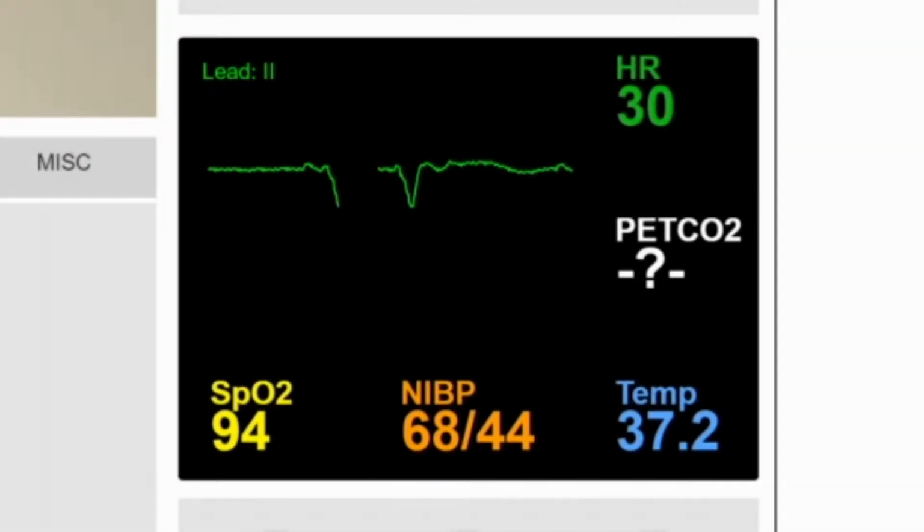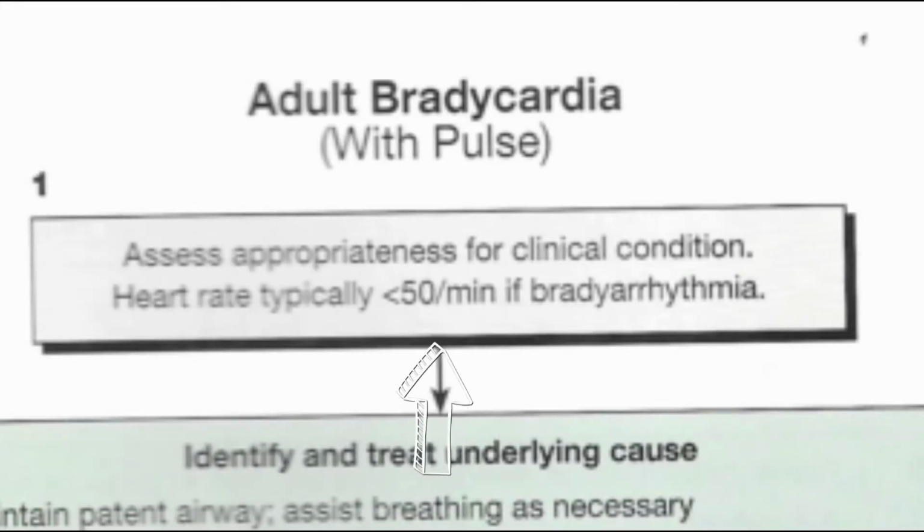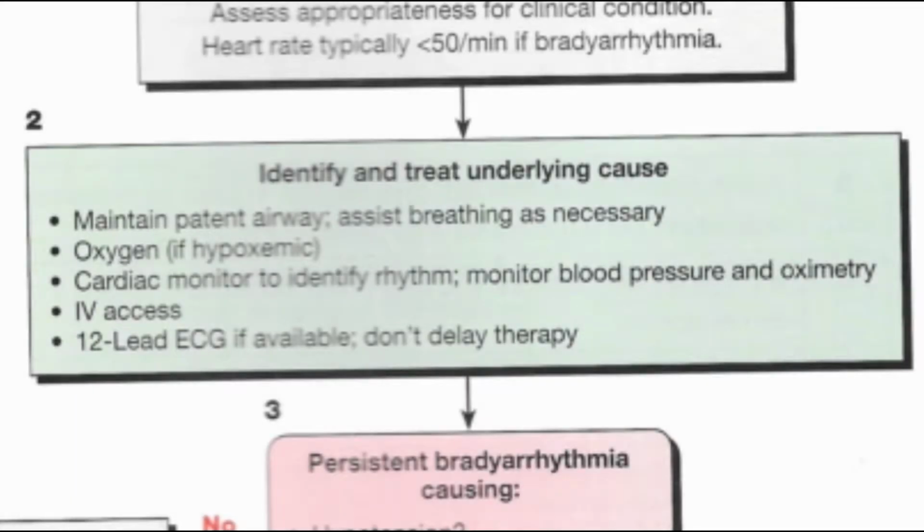If we take another look at our vital signs, we can see that this patient fits the bill for the adult bradycardia with pulse algorithm. Here, step 1 states that traditionally the patient will manifest with a heart rate below 50 beats per minute, and we are currently sitting in the 30s. Step 2 will ask us to identify and treat any underlying causes in the form of the patient's airway, oxygen, cardiac monitoring, IV access, and a 12-lead ECG.